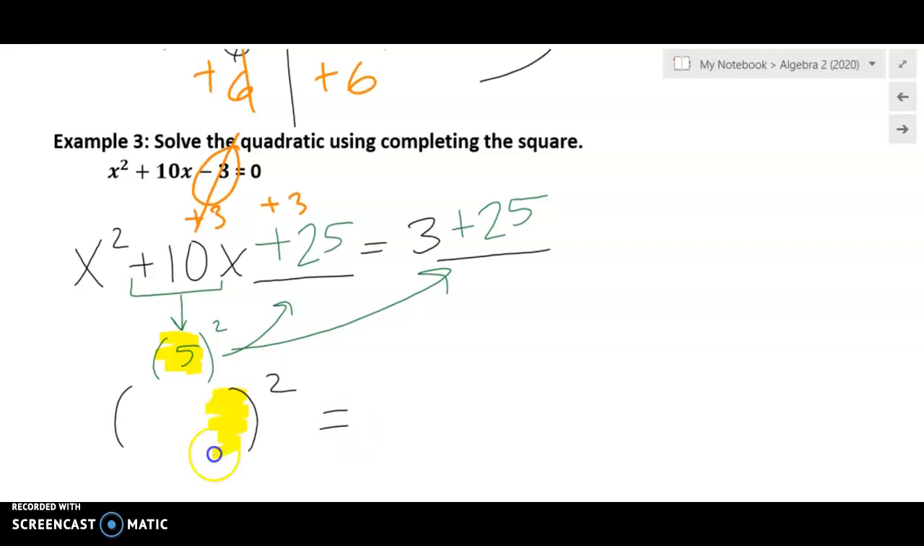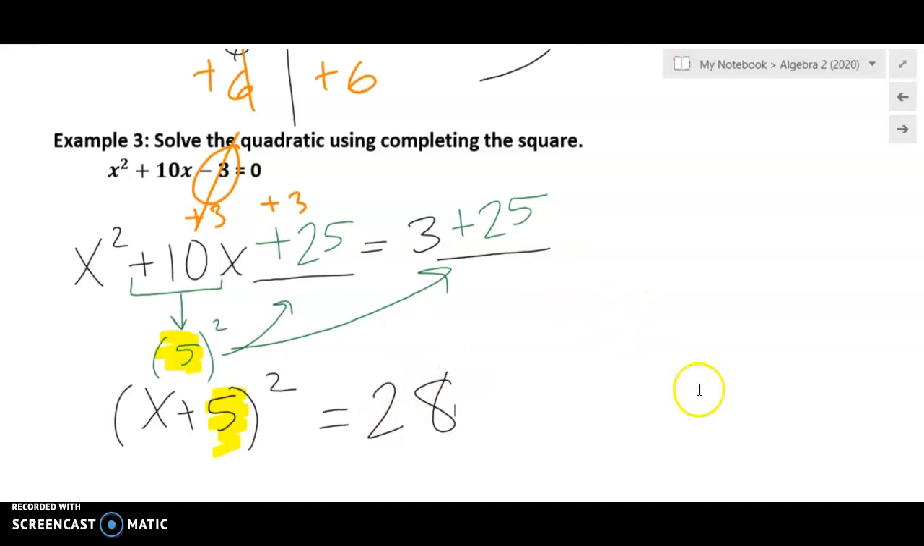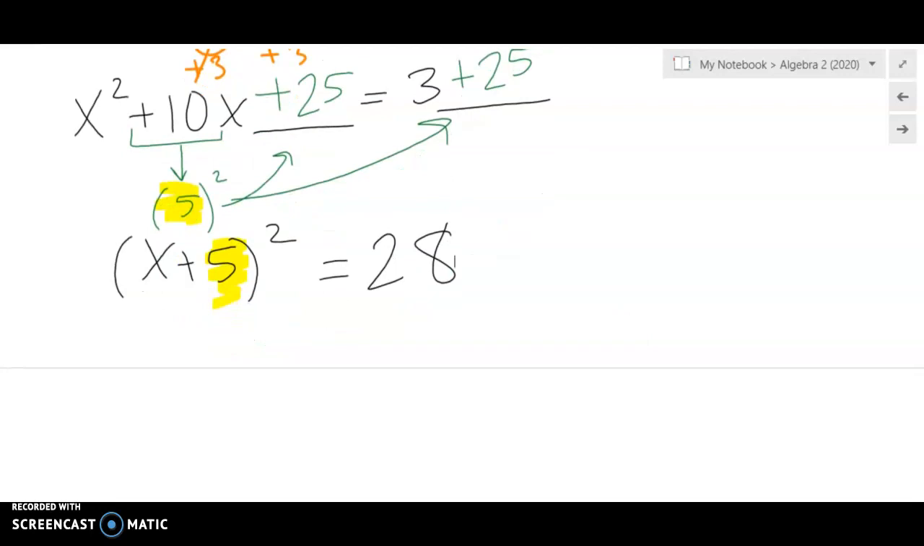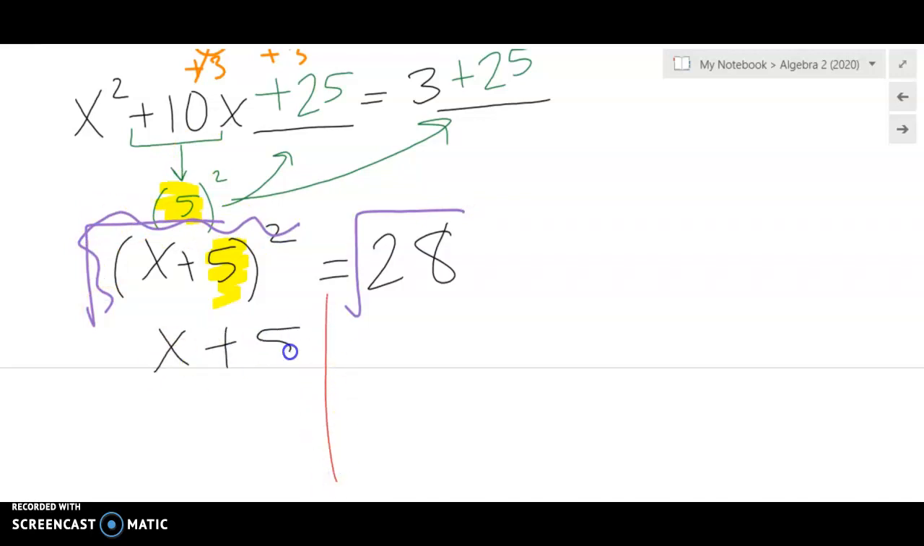Remember, I'm highlighting that 5 in the middle. It's going to match that. It's a positive 5, so I put in a positive 5. 3 + 25 is 28. So that's where I'm at so far. Now I need to keep solving this for x. So I'm going to go ahead and square root both sides. So that will go away. I'm going to be left with x + 5 = ± the square root of 28.